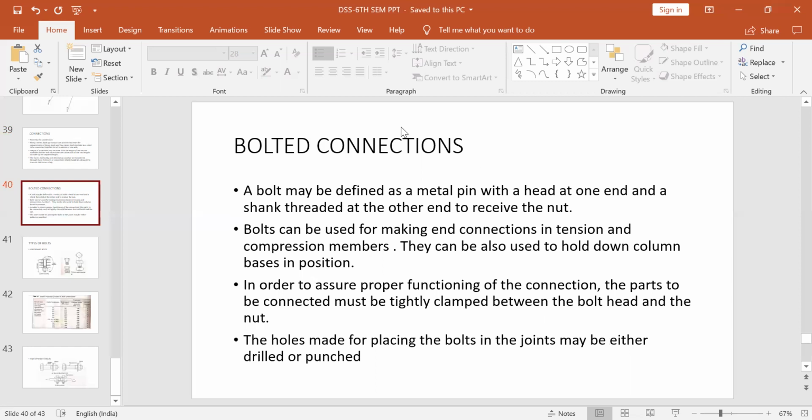If you understand bolted connections, it is quite similar to rivet connections. Even the same concept is mostly applied, except in a few cases. So let us understand the concept of bolted connection. What is a bolt? A bolt may be defined as a metal pin with a head at one end and a shank threaded at the other end to receive the nut.